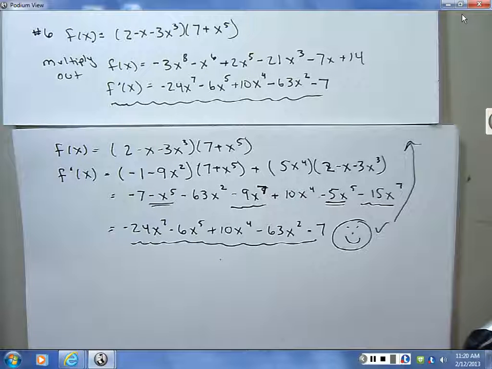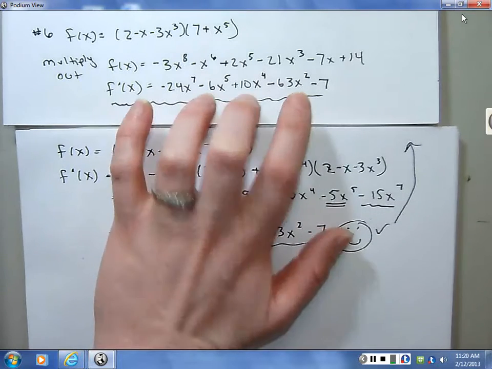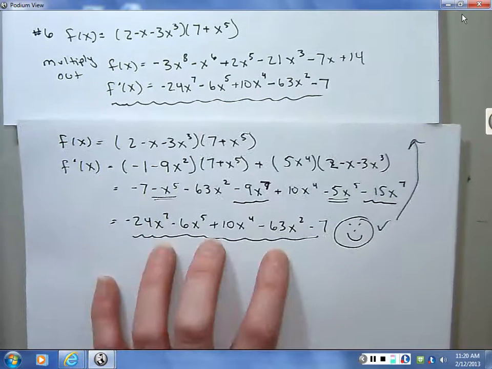Question? So on an exam, will you say that we have to use one or the other? Will you say use this rule? No, I will say differentiate. Okay. And if you write your answer here, you're correct. If you write your answer here, you're correct. If I say differentiate and simplify, I want to see this.